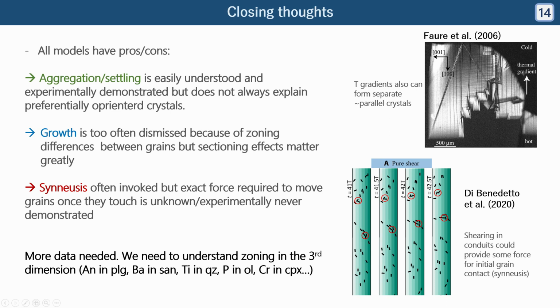And we can use not just phosphorus in olivine, but for example, anorthite in plagioclase, barium in sanidine, titanium in quartz, chromium in CPX. All of those slow diffusers will mark the initial growth history well.